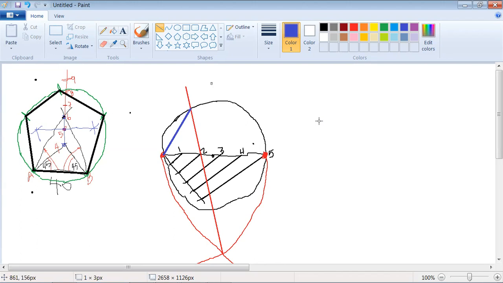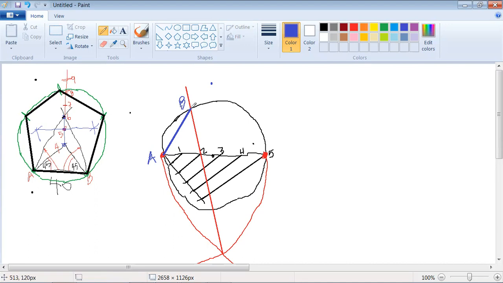When you get the first side, just use a compass from right here. We call this point A. We call this one B.